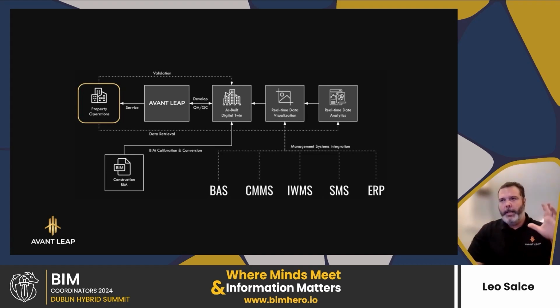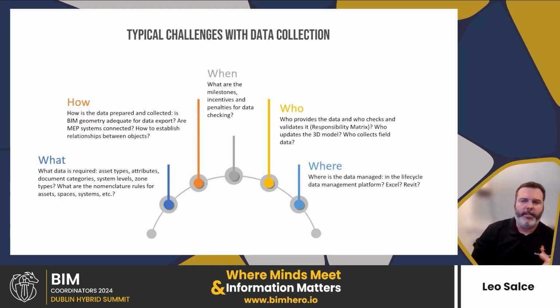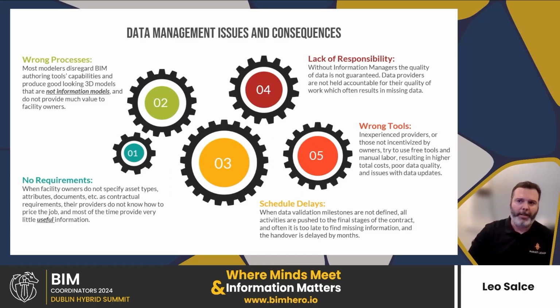Now, that said, there's a lot of challenges that need to be defined, and this is usually outlined under standards on FM guidelines or BIM for design, construction, and operations if you have the entire life cycle. But it's about what kind of information, how is that information collected, and then when, who is responsible, where does that go, and what kind of technology. So these are the questions and the cycle that allow you to avoid these data management issues: you have wrong processes, you have no requirements, you lack responsibility or accountability, or you're using the wrong tools, and then that impacts schedule.